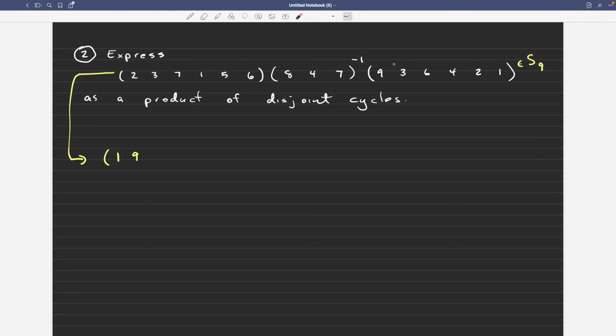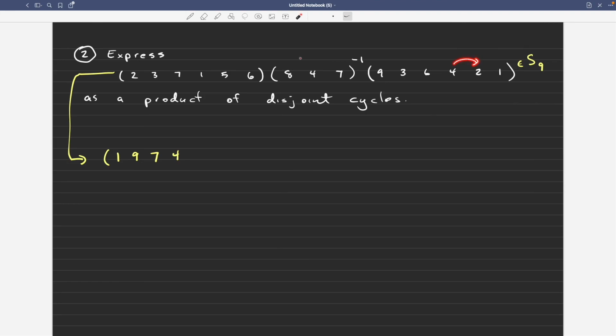Next, let's see where 9 goes. 9 goes to 3 in the rightmost map. 3 doesn't go anywhere in the middle map, and then 3 goes to 7 in the leftmost map, so 9 maps to 7. Now we'll track 7. 7 doesn't go anywhere in the rightmost map. Now because this is the inverse, 7 is going to map to 4, right? You just reverse the direction when you do the inverse. So 7 goes to 4, and then 4 doesn't go anywhere over here, so 7 maps to 4 in the total composition.